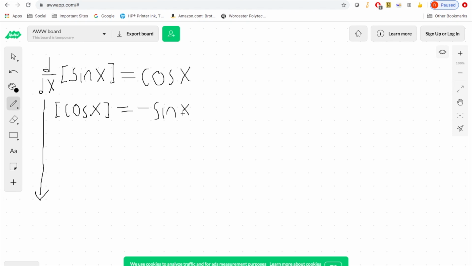And now let's talk about some of the other functions. Let's go into some tangent. The derivative of tan x, and remember the d over dx is brought down to be in front of each of these. The derivative of tan x is actually going to be secant squared x. Secant as in the reciprocal of cosine.